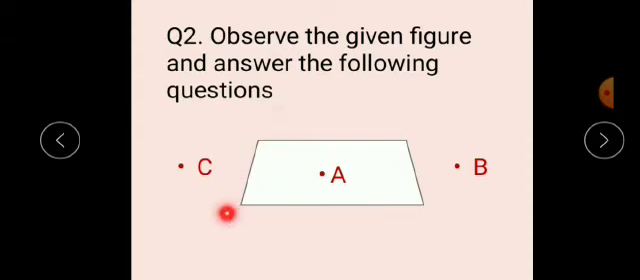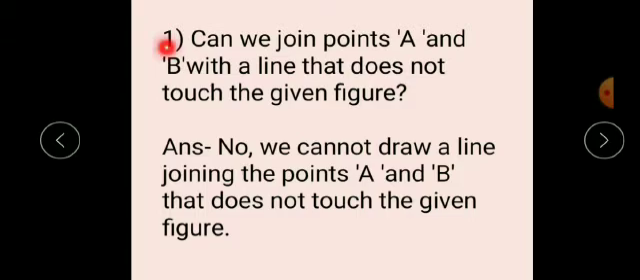One quadrilateral is here, and inside the quadrilateral there is a point A, and outside the quadrilateral there are points B and C. Now based on this there are certain question answers. So the first question is, can we join points A and B with a line that does not touch the given figure?